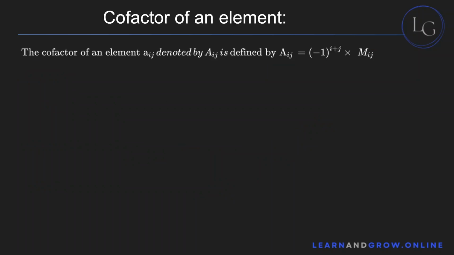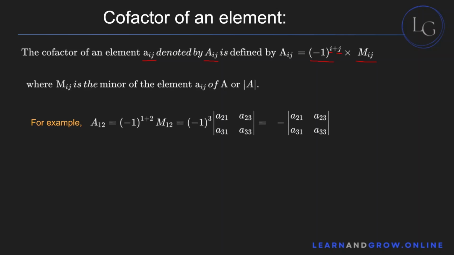So let's see what the cofactor of an element is. The cofactor of an element Aij is denoted by capital Aij. And it is defined like this. So basically you'll multiply the minor of that element by -1 raised to the power of the row number and the column number.